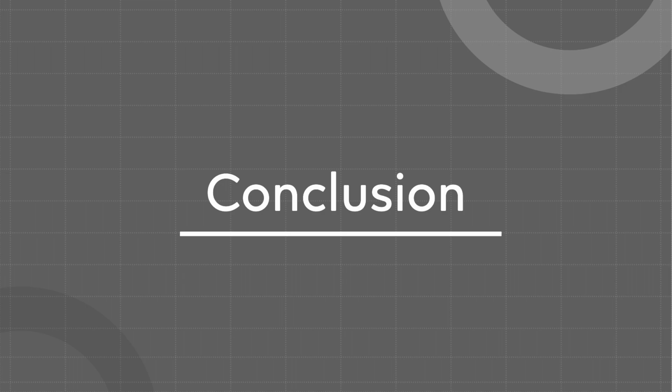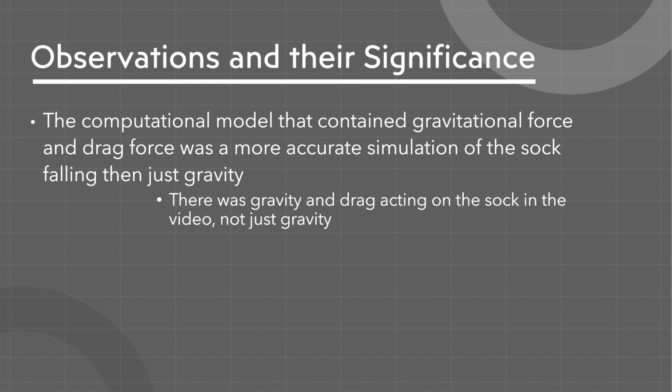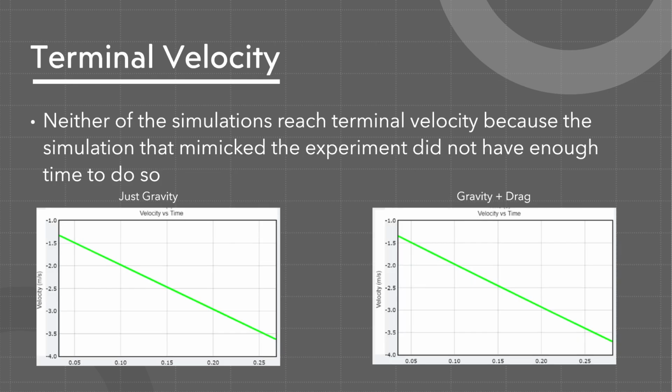Now that we have completed the experiment and organized the data, let's conclude by talking about what it all means. The computational model that contained just gravitational force was not as accurate of a predictor of the position of the sock as the model that contained gravitational and drag force. This is because there was gravity and drag acting on the sock in the video rather than just gravity.